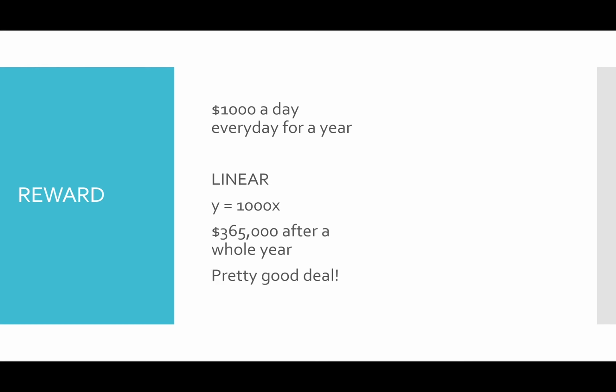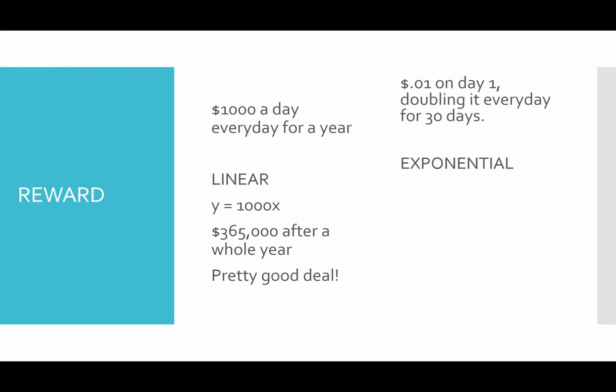Now, what about the doubling? That's not a linear model because we're not adding the same thing every day. We're multiplying by 2 every day. So that's an exponential model. And lo and behold, the equation will look something like this, where you start with 1 penny and then you double it every day, 2 times what it was the day before. So 2 cents, then 4 cents, and then 8 cents, and then 16 cents, and so forth.